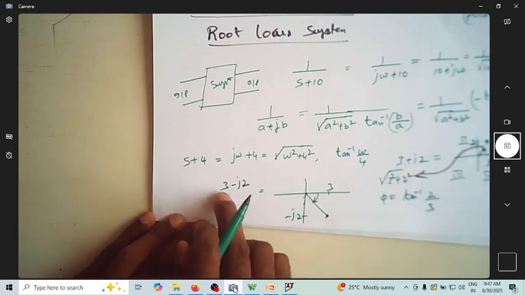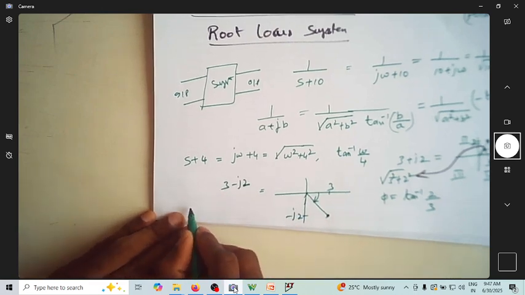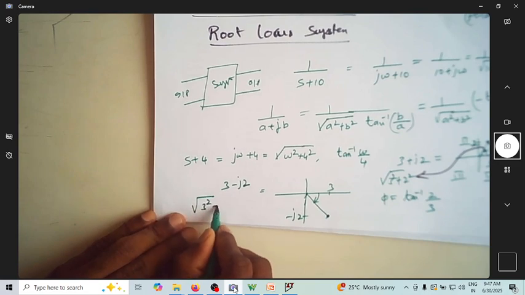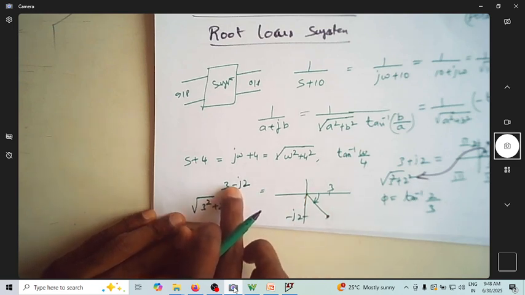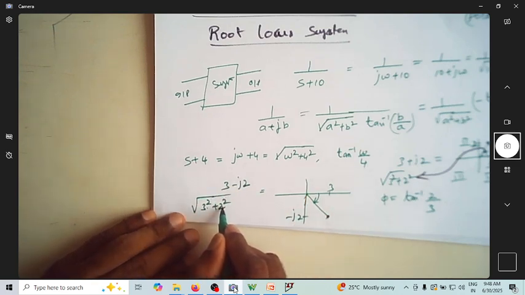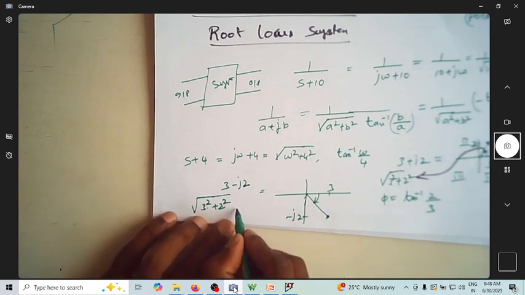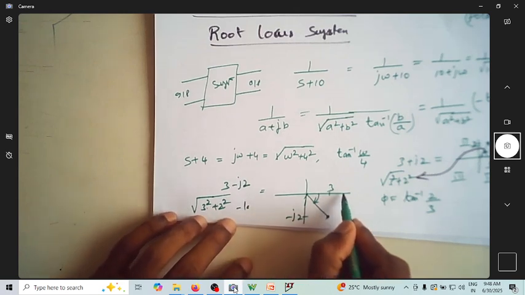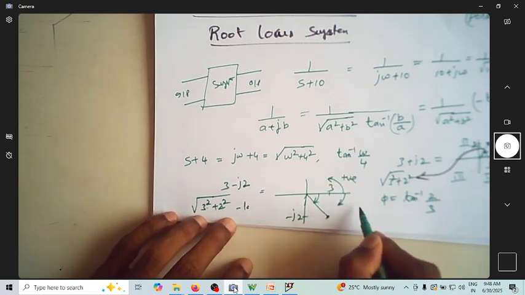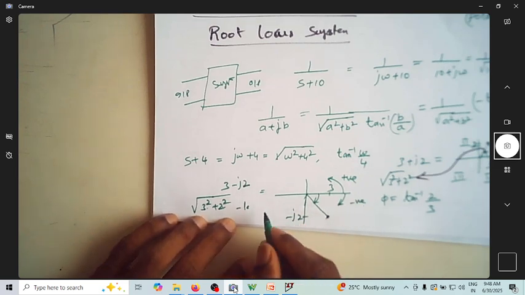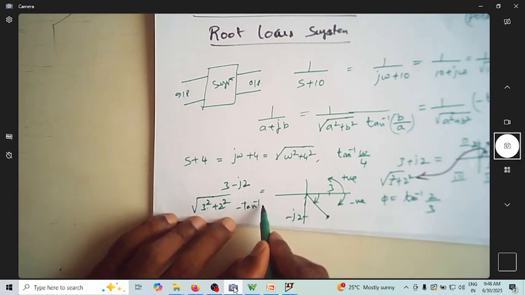Now the magnitude is the square root of 3 square plus 2 square, because the magnitude, irrespective of whether the part is positive or negative, is the square root of the sum of squares. The phase angle is negative, because we measure a positive angle counterclockwise, and in the clockwise direction it is always a negative angle. So it is minus tan inverse of the imaginary quotient, 2 by 3.